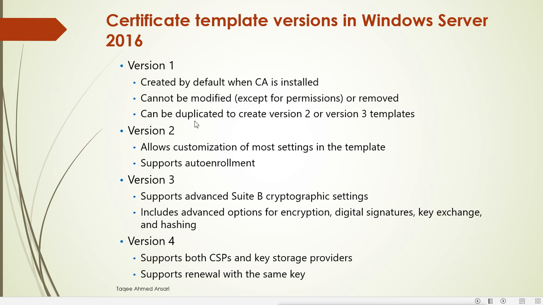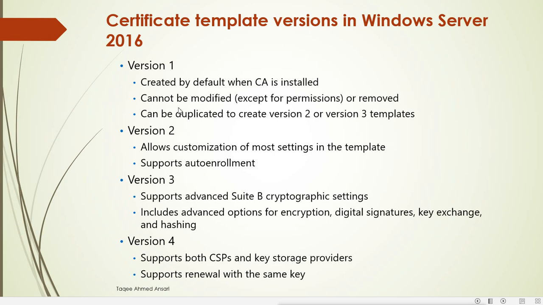They can be duplicated to create version 2 or version 3 templates. Now we cannot modify those templates which are available by default, but we can copy and duplicate those templates to create version 2 or version 3 templates. Version 2 allows the customization of most settings in the template. So when we duplicate the default template, we create the version 2 template, which allows us to customize different template settings, and it also supports auto enrollment.